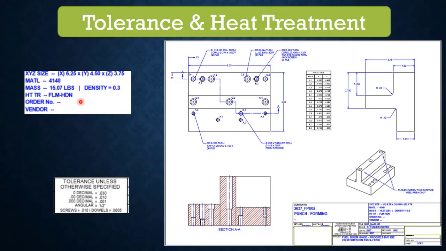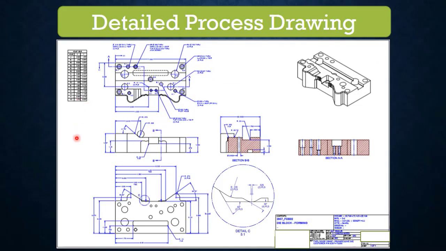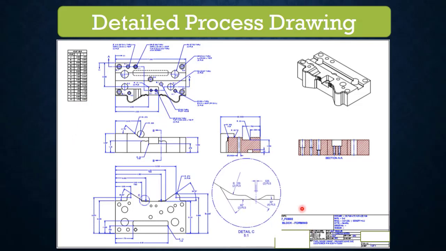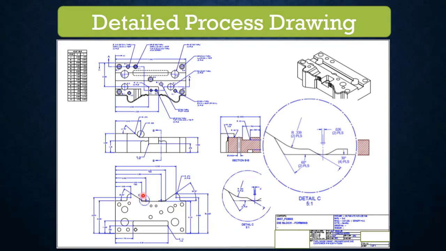And you can see the detailed process drawing for the die block forming. Here there is a typical form, and this is a very small form, and the operator sometimes makes errors, so we create the section or the detail with an enlarged form, like here I am showing 5:1. This makes it easier for the die manufacturing operator to read and then to set the angles and values, so that the accuracy level is maintained as per the die design.